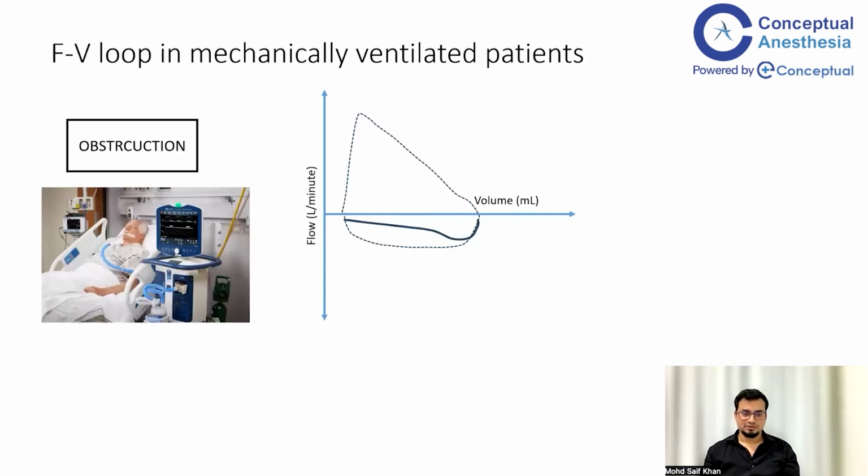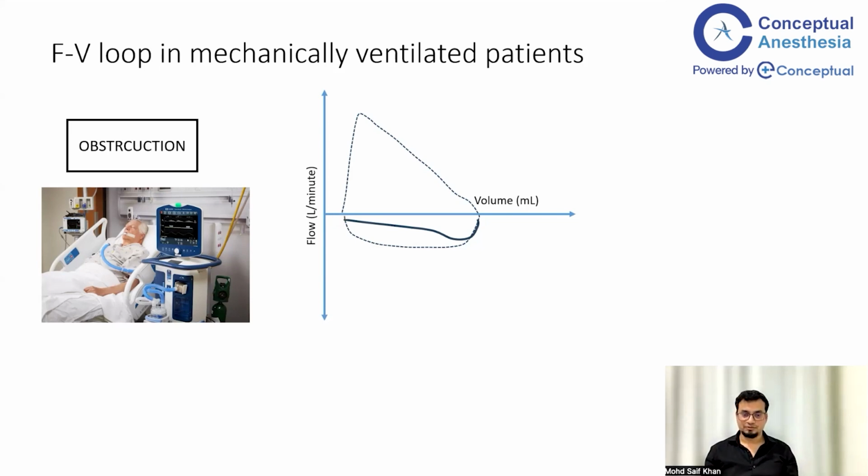So let's discuss obstruction. In obstructive airway diseases, we usually don't discuss upper airway obstruction, because patients are usually intubated and the tracheal obstructions are already bypassed. We just discuss the lower airway obstruction, that is your COPD. In COPD, you will see in the expiratory limb, which is down in a mechanically ventilated patient, a scooped out appearance, as you have seen in the spontaneously breathing patient. Same thing here, but on the other side.